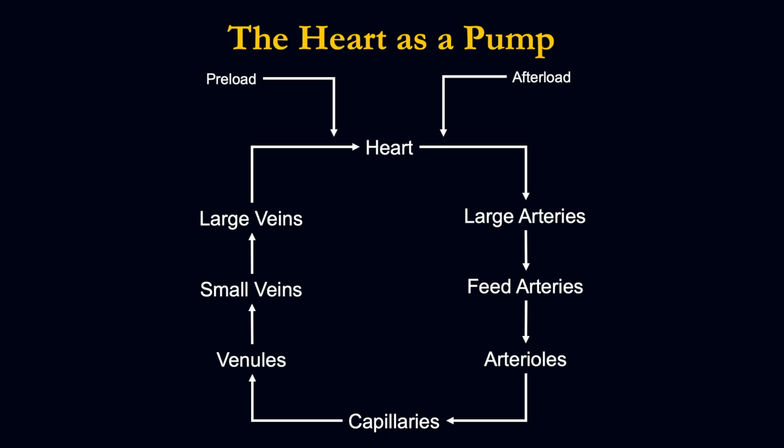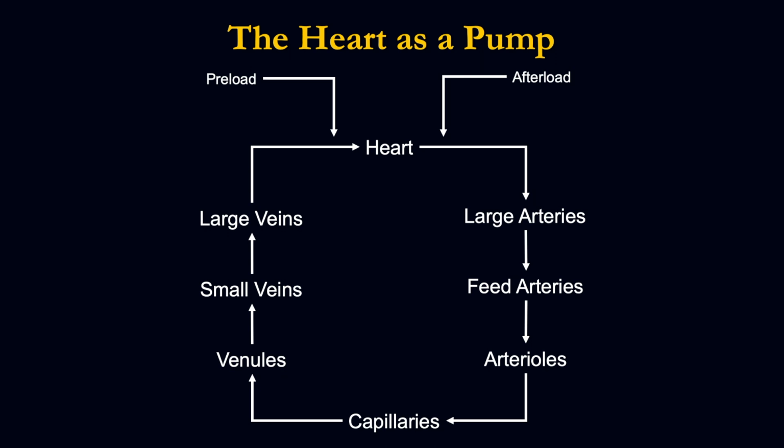We have the heart, we have large arteries, feed arteries, and then arterioles, and eventually capillaries. That's the left side of circulation, or the systemic circulation. Moving on from the capillaries into pulmonary circulation, we have the venules, small veins and large veins. These progressively get larger so that we can collect more and more of that deoxygenated blood and bring it back to the heart into the right atrium.